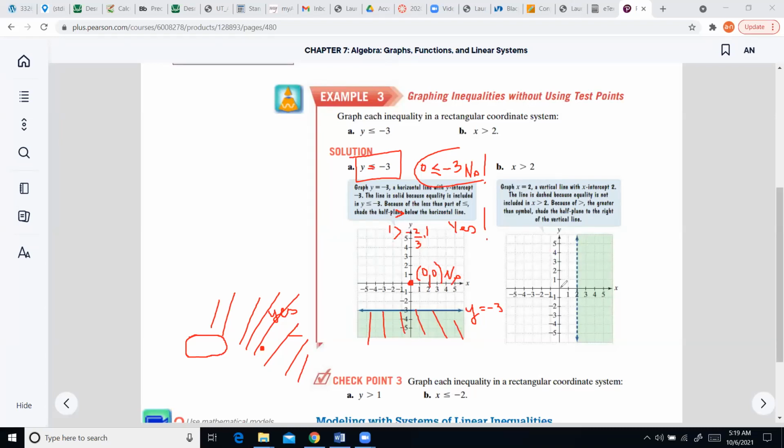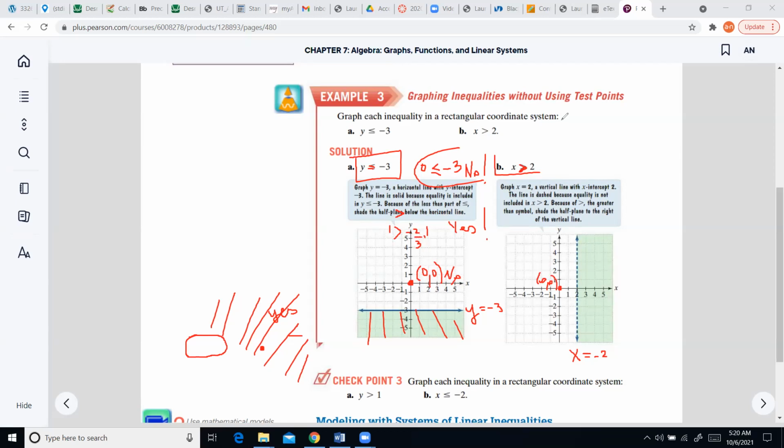My favorite point is the point of origin, 0, 0, because zeros are the nicest numbers to plug in. So for the second inequality, x is greater than -2, I also graph the borderline x equals -2 and make it broken, because there is no equal sign now. It's just greater, not greater than or equal, so just strictly greater.